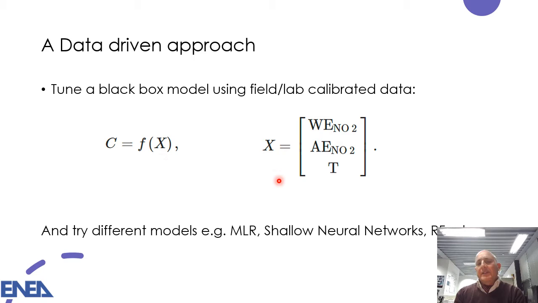of a vector with three components. One of them is the working electrode, the other one is the auxiliary electrode, so we have information about the response of the sensors to the target gas concentration, we have information on the temperature influence on the working electrode by looking at the response of the auxiliary electrode, and we further have some other information from a temperature sensor. So we want to use this kind of vector as an input for a calibration factor that we want to derive. So we can try different models like multilinear regressor, shallow neural networks, random forests, and so on.